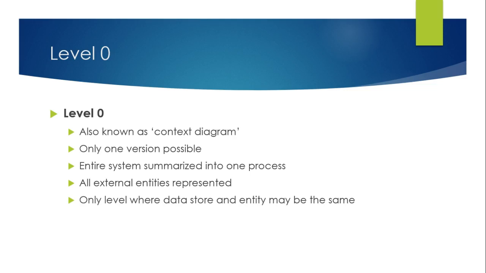There's also only one process. This process should summarize the main function of your program. Data stores are not represented at this level since they are internal to the program, although in some cases, a data store may also be an external entity. In such a case, the data store is shown as an external entity in the level 0 diagram.